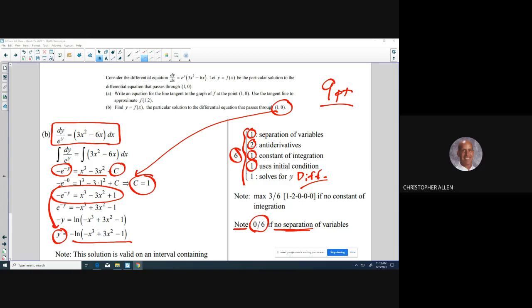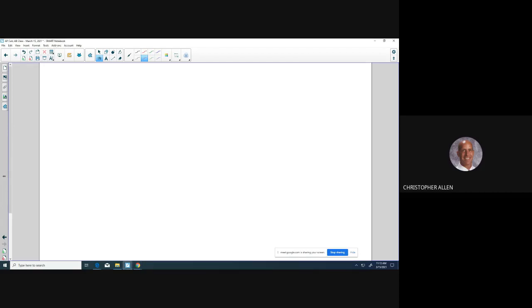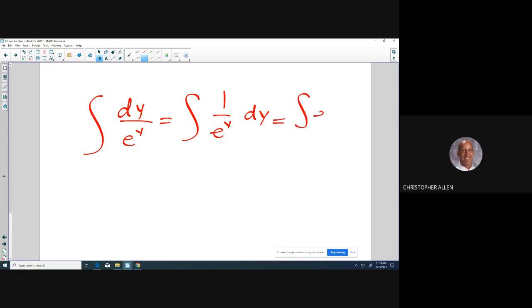Can you go over how to integrate dy over e to the y? Sure. Okay, so the question is, how do we integrate dy over e to the y? Okay, so I would say this. And I'm going to show all my work here just to make sure. So hopefully you guys recognize that. Now I'm going to go one step further, and I'm going to say that, well, that's the integral of e to the negative y dy. Notice I haven't done any integration yet.